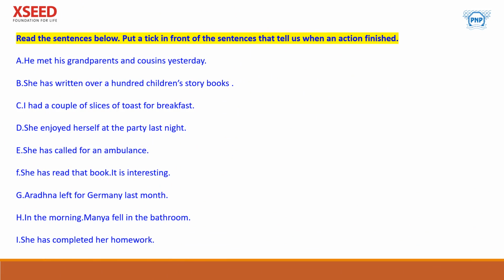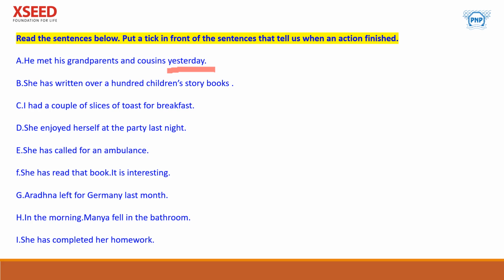So read the sentences below. Put a tick in front of the sentences that tell us when an action finished. Just read and you'll come to know. He met his grandparents and cousins yesterday. So yesterday has been given, so we come to know when the action has been completed.